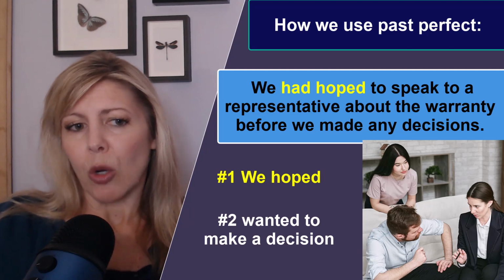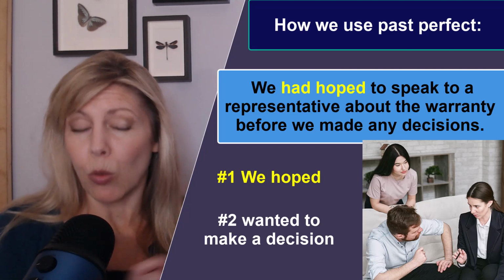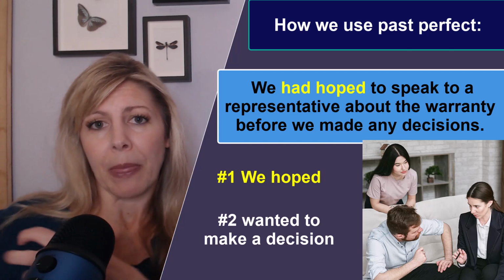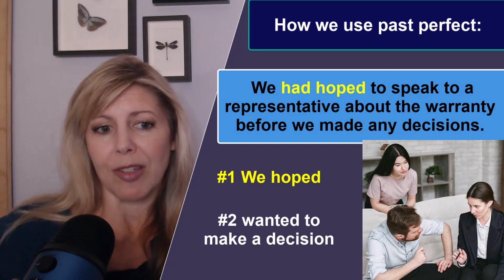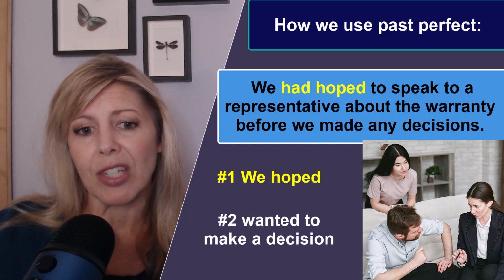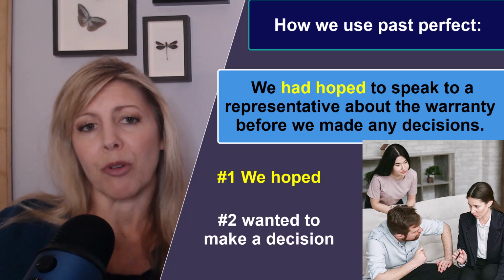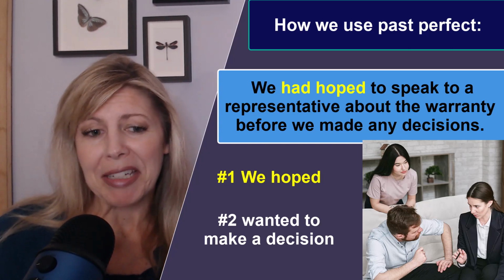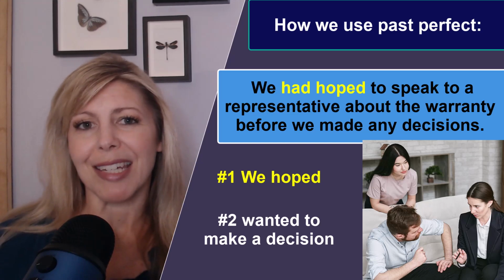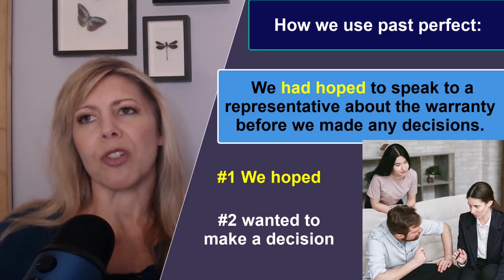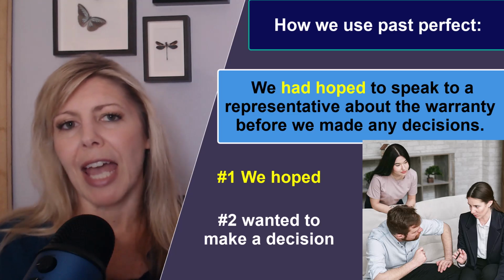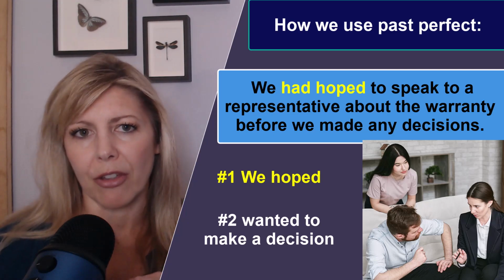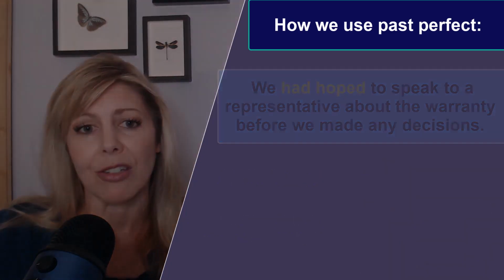So in this sentence, we had hoped first, that's what we wanted to do first. We had hoped to speak to a representative about the warranty, then make a decision. That's why we say before we made any decision. So the first event is had hoped to speak to a representative. The second would be make any decisions. So whether this actually happened or not, maybe we did not get to speak to a representative, but we're speaking of it that way. We're speaking about what we wanted to do, what we wanted to happen in the past. And we're still talking about those 2 events, one happening before another. So that's one way you can do that.